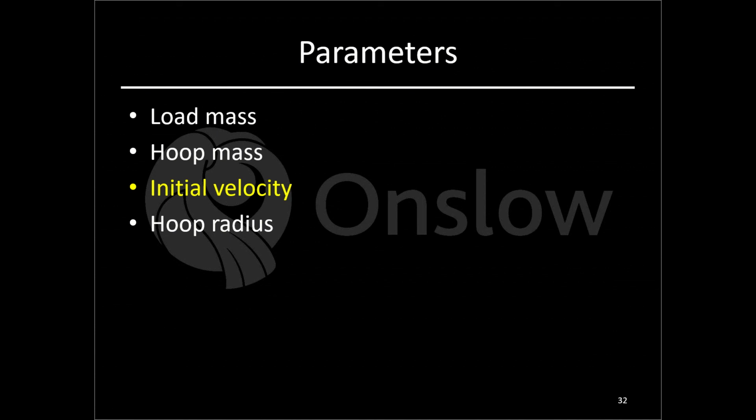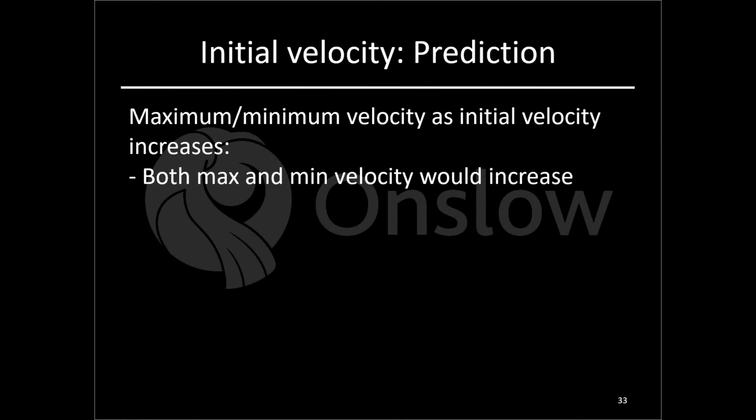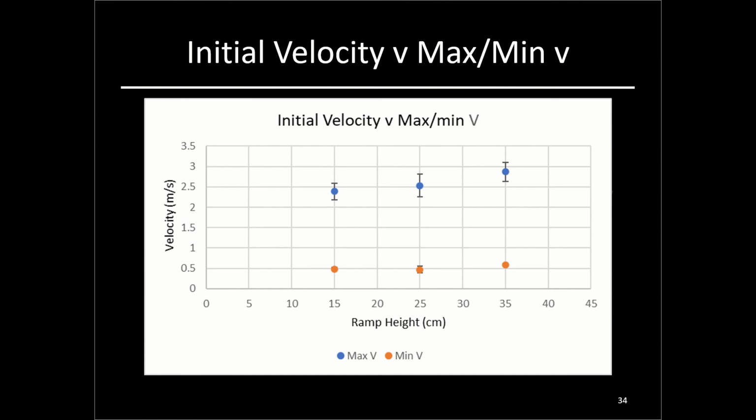For initial velocity, I changed this by changing the height of the ramp, which would then change the angle. So my prediction is that both the maximum and minimum velocities would increase. However, that prediction is not reflected in my data. There is no clear trend. There is a general average upwards trend of the maximum velocity, but the minimum velocity is staying the same. So I think if I tested more and got a more accurate average, then we might be able to see more of a trend going on there.